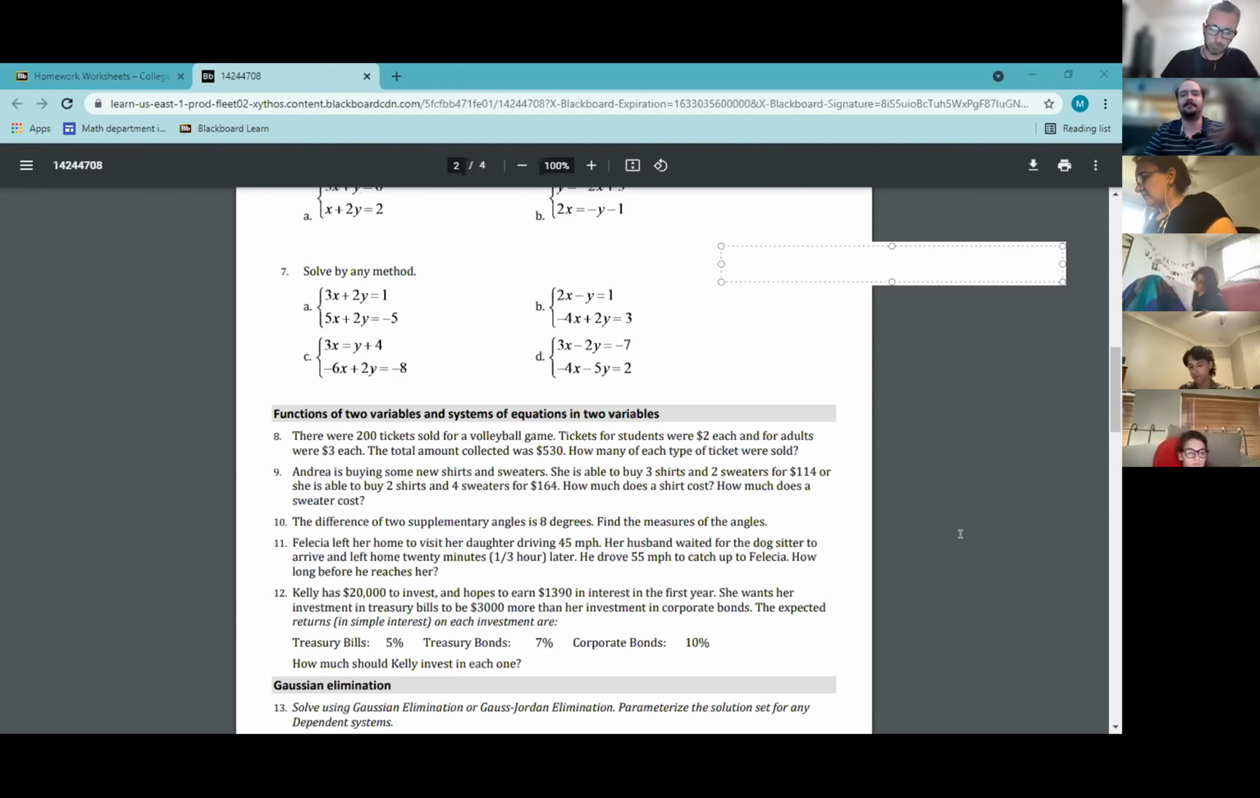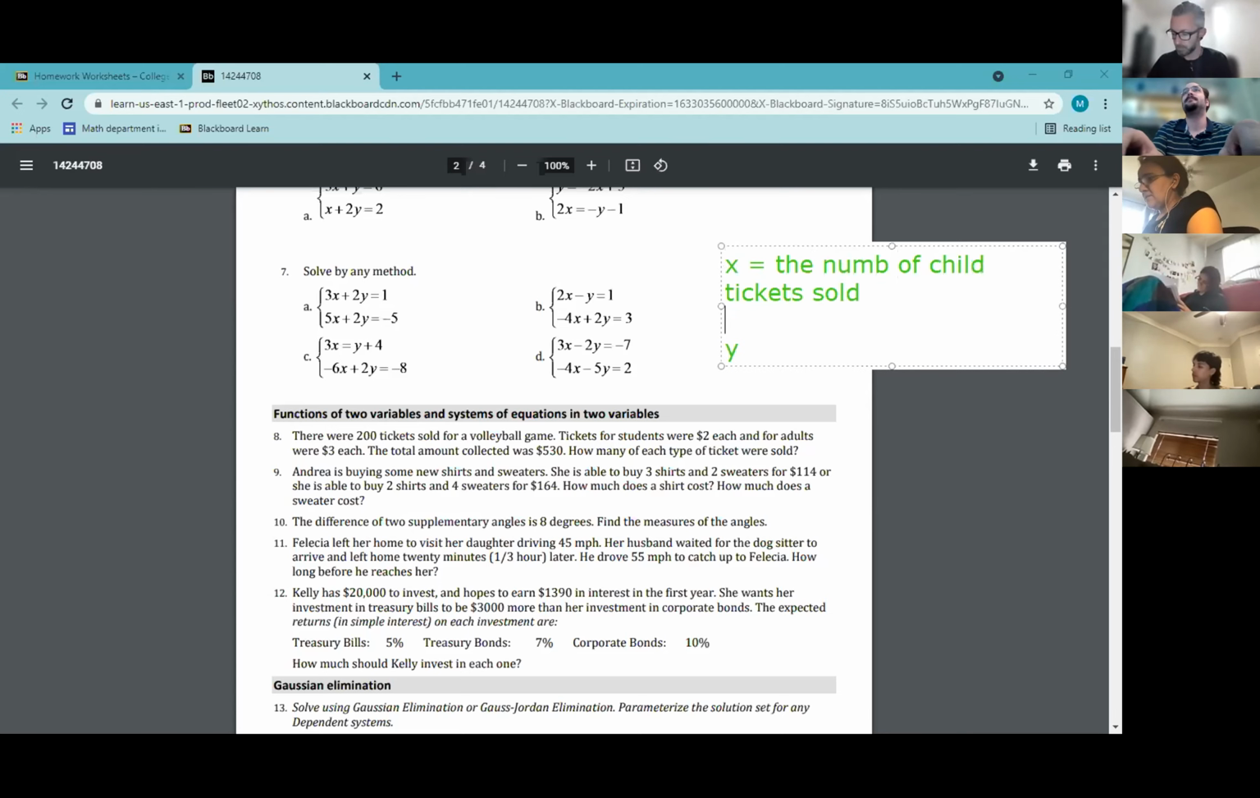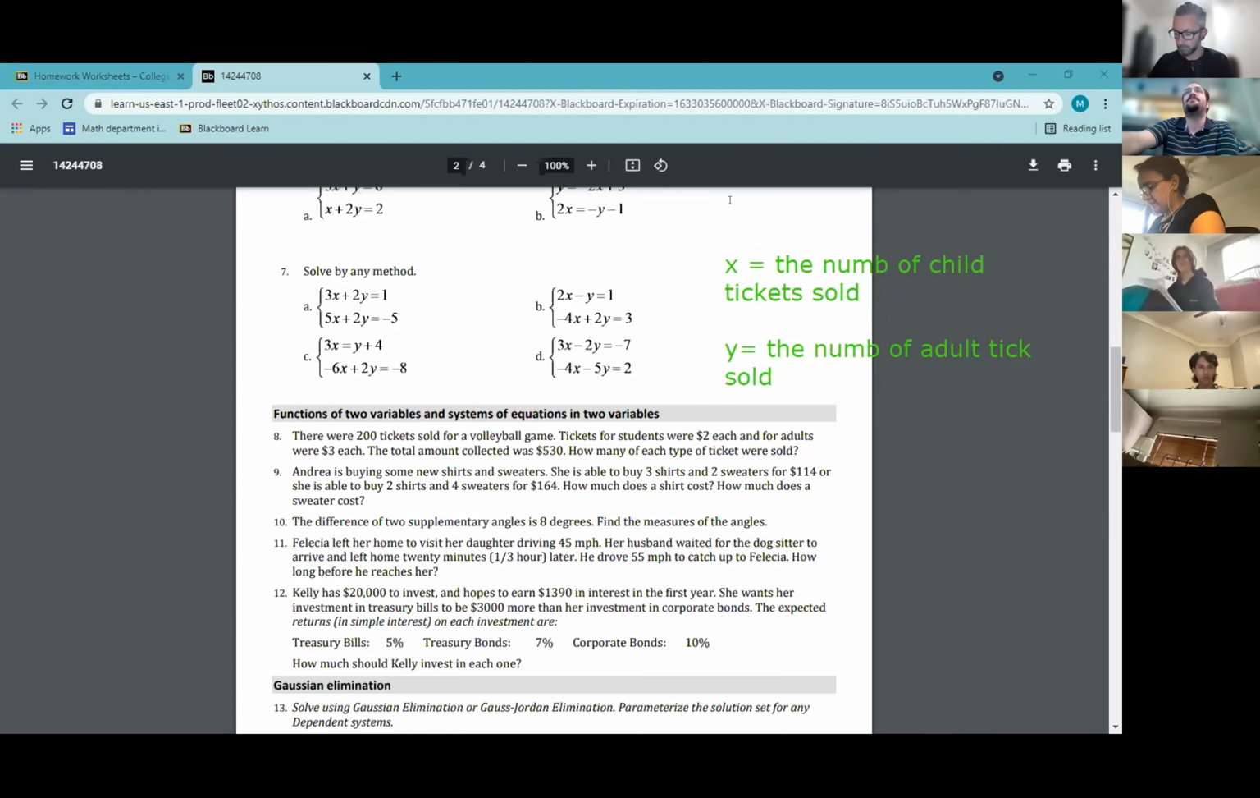I put x plus y equals 200. And then the next equation was 2x plus 3y equals 530. So x and y is what you're telling me. Yes, x is the number of children and y is the number of adults. Number of child tickets sold. X is the students, and Y is the adult. All right, so X is the number of child tickets sold, Y is the number of adult tickets sold.